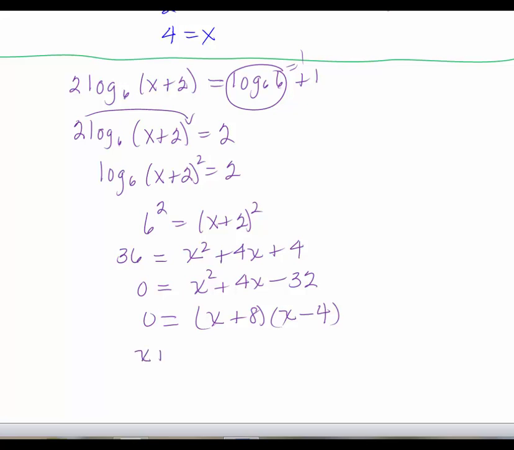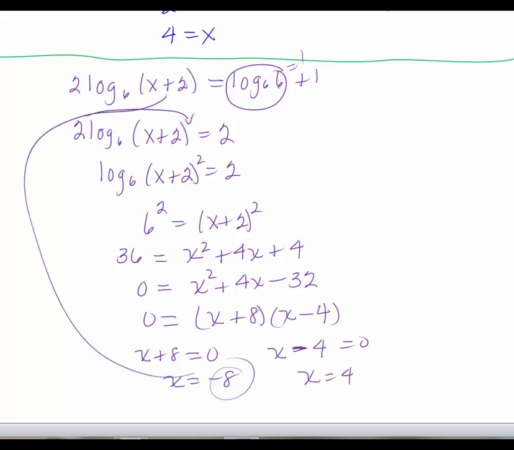Setting each of those equations equal to 0, I get x is equal to negative 8 and x is equal to positive 4. And so negative 8 is not a solution, not simply because it's a negative, but because when we take negative 8 and we substitute it in the original expression, we get a negative argument, which is not allowed. Negative numbers are not in the domain of logs, and the x equals 4, which we already checked, does work.